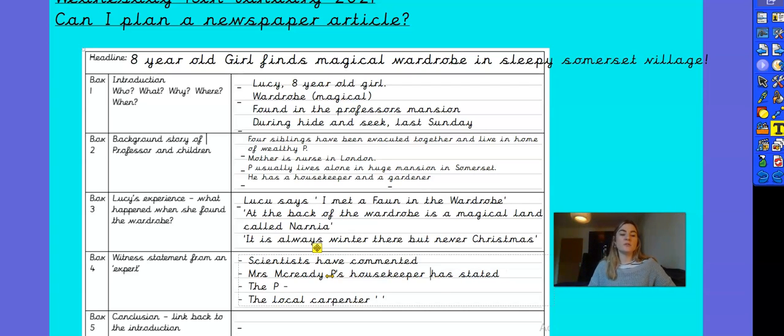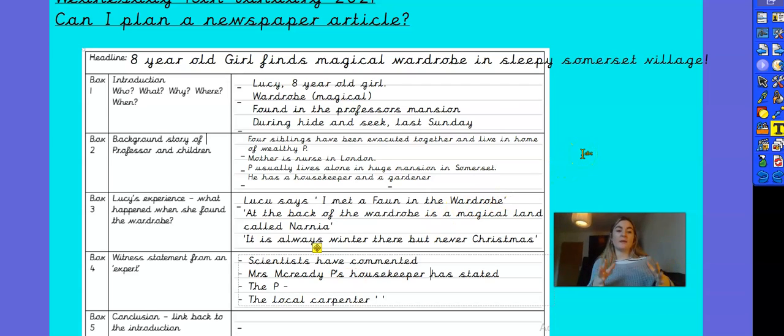And then what you want to do is write a small conclusion back to your introduction. Okay, so this conclusion, you might have a rhetorical question in there, such as, do you think a magical wardrobe actually exists? Or you might comment saying that the story is still ongoing, or stay tuned for more news on the magical world of Narnia. It's up to you what you would like to put. So I hope that makes sense.